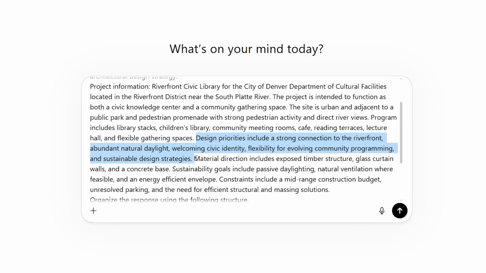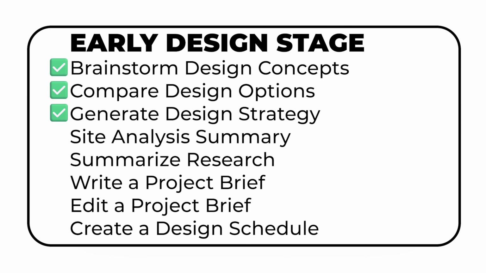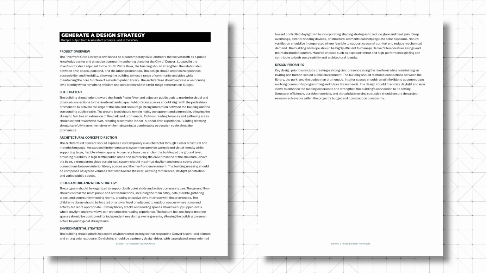and sustainable design strategies. Material direction includes exposed timber structure, glass curtain walls, and a concrete base. Sustainability goals include passive daylighting, natural ventilation where feasible, and an energy-efficient envelope. Constraints include a mid-range construction budget, unresolved parking, and the need for efficient structural and massing solutions. When you're done, press enter or click send. And this is the output from that prompt.